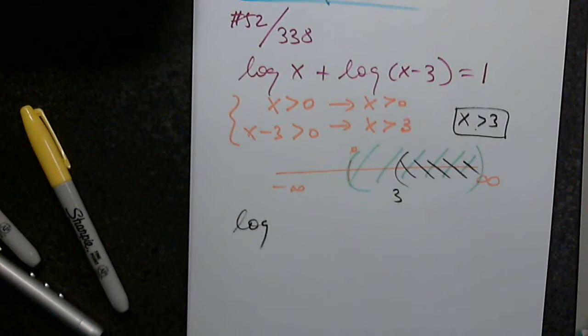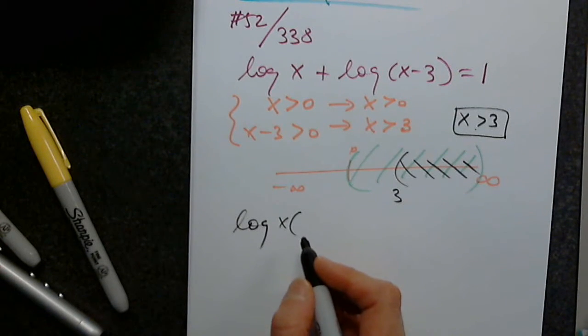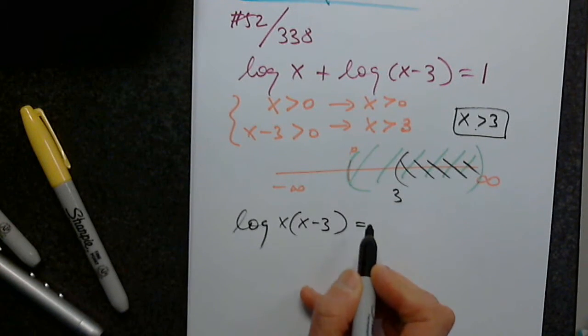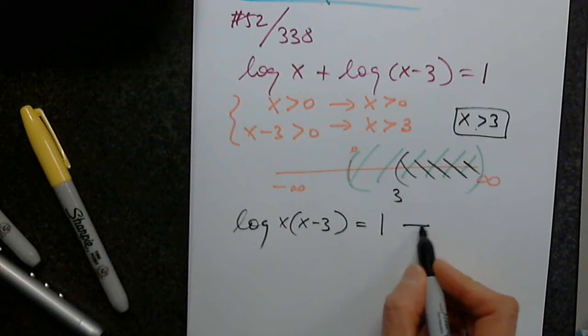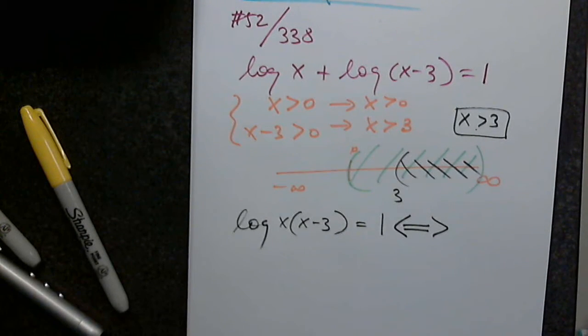Okay, so please condense the left-hand side for me. Log x times x minus 3, perfect, equals 1. Now I want to change this into an exponential equation. What is the base here? I don't even see a base. 10. 10 raised to 1 equals?